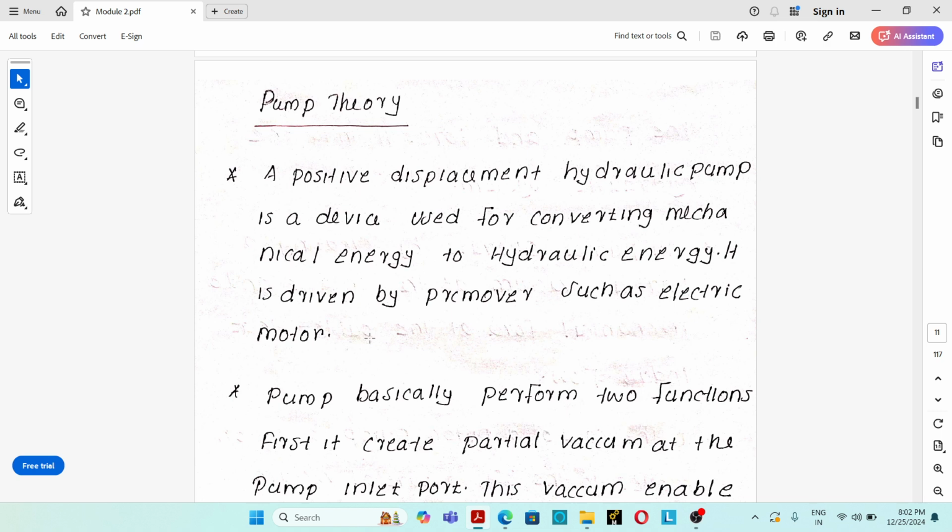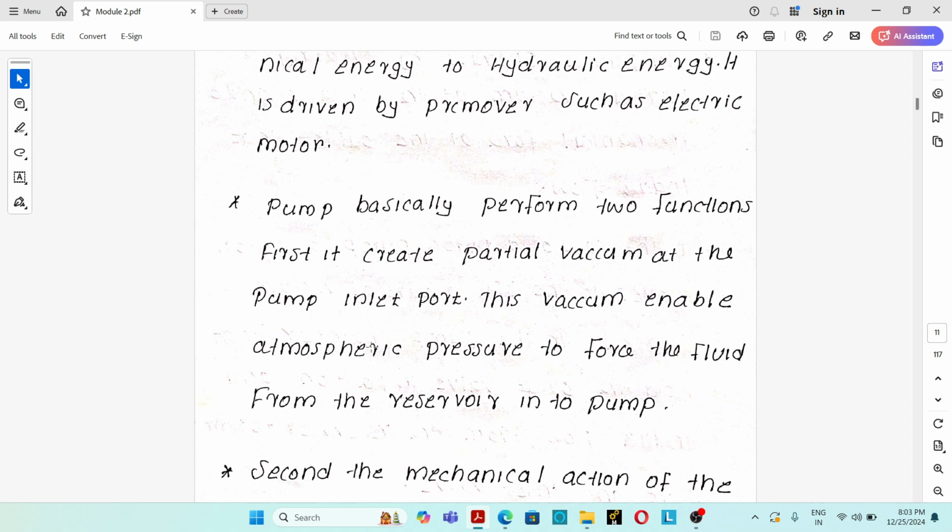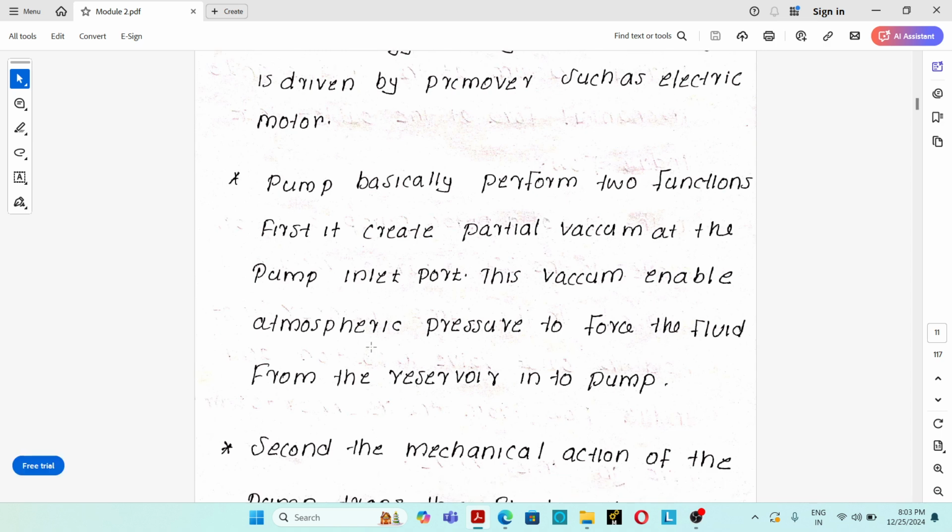Positive displacement pumps are mechanical devices which convert mechanical energy into hydraulic energy and are driven by a prime mover, that is an electrical motor. That's the first definition of a positive displacement pump. It is a mechanical device which converts mechanical energy into hydraulic energy, and the pump is connected to a prime mover, that is an electrical motor.